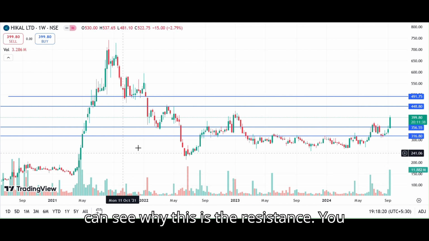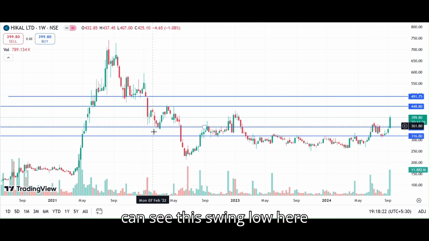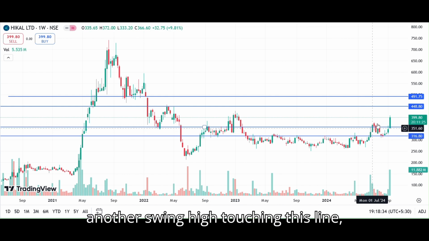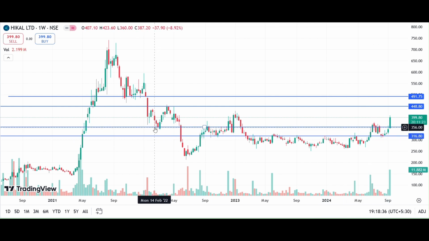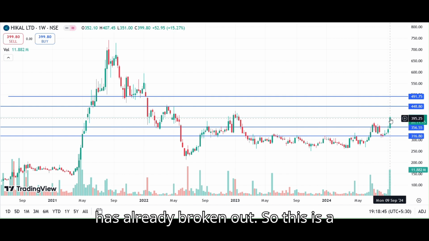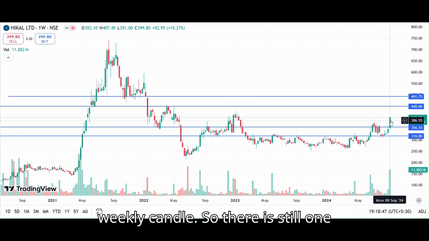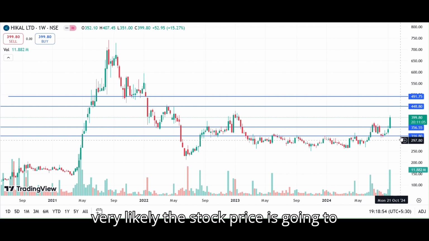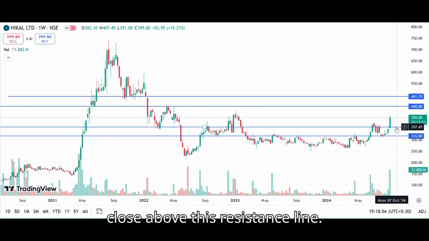You can see why this is the resistance. You can see this swing low touching this line, another swing high touching, another swing high touching this line. So this level of 356 was acting as a resistance, and the price has already broken out. This is a weekly candle, so there is still one more day remaining tomorrow, and it looks very likely the stock price is going to close above this resistance line.